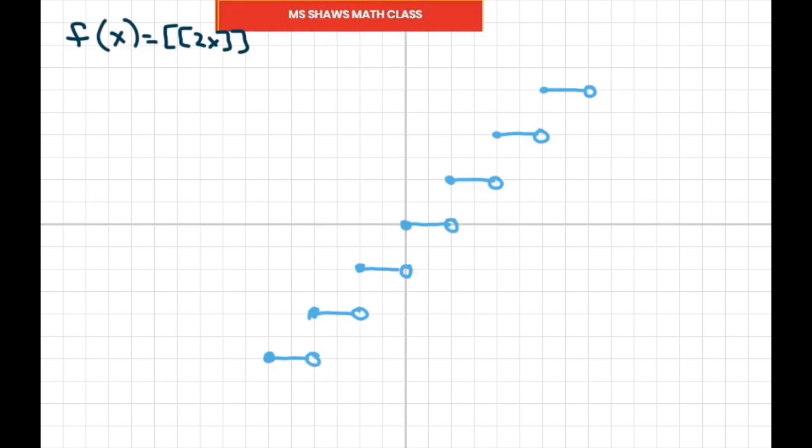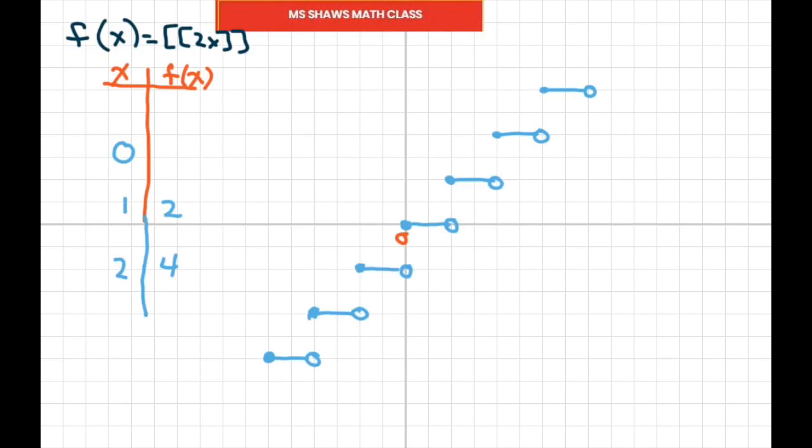So if we do a table of values, we know this is 0 here. So if you do a table of values, this is your x, your input, and your f of x is your output. So if you plug in 0, you get 0. If you plug in 1, you map to 2. You plug in 2, you map to 4. So your domain can be all real numbers.